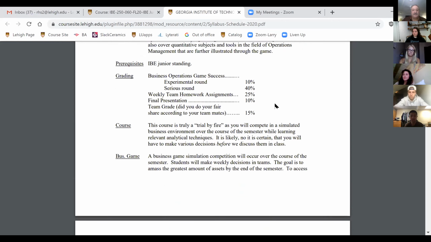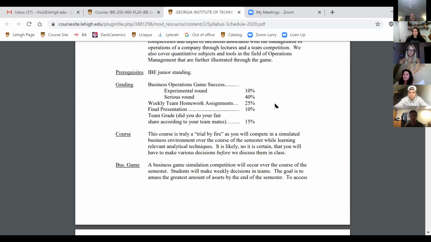So here's basically how the grading works. We're going to play the business game, but we're going to have 2 rounds. The business game is complicated, and there's lots of ways to mess up, right? So we're going to play a practice round for 3 periods. That's the experimental round. It'll count for a little bit, but it's a practice round for you to get used to it. Then after we play 3 rounds of that, we'll go for the serious round of the business game, and we'll play 12 rounds of that. Typically we have 1 round per week, and that's the biggest part of the class.